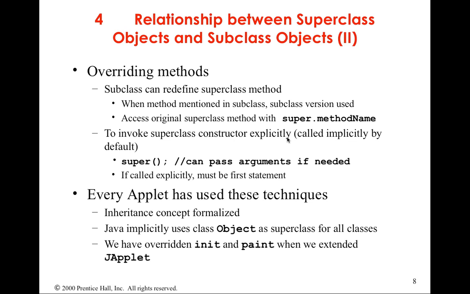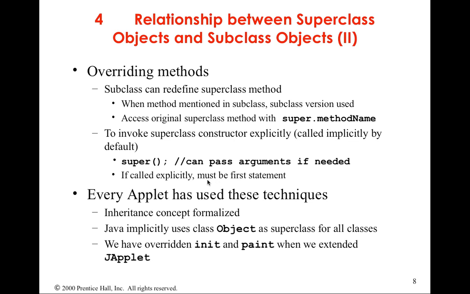So to invoke the superclass constructor, explicitly call it, otherwise it's implicitly called by default. We've seen this before. We can call super, and we can pass arguments if needed as well. If you have a constructor in the superclass that takes a certain number of arguments, you can pass them through the subclass up to the superclass, by using super, essentially.